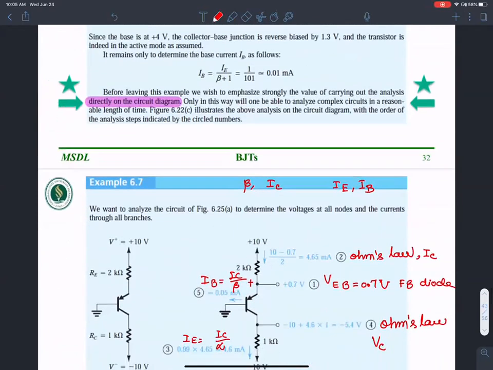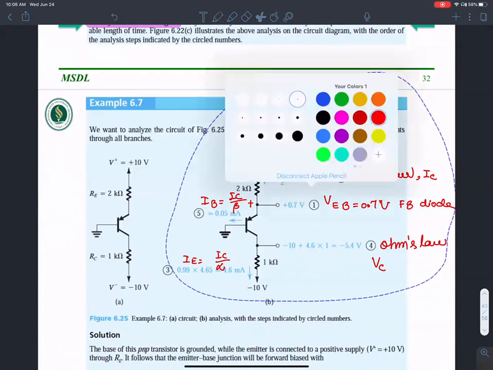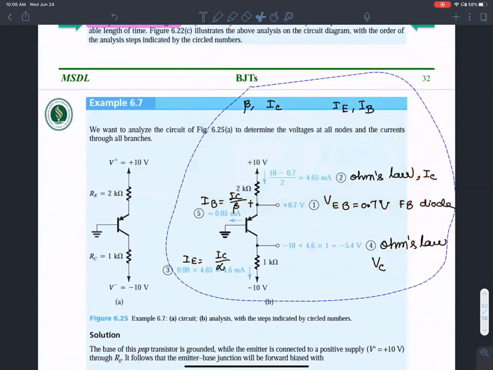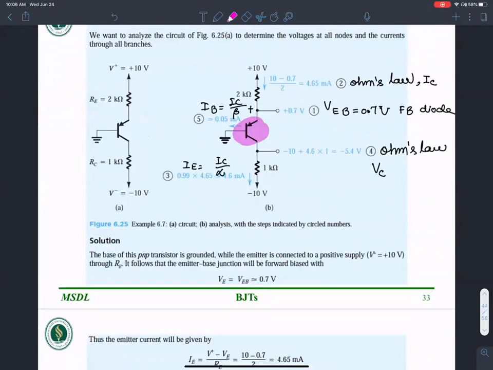The important point for us to consider is that we should get enough practice with these problems that we are able to do all of the analysis on the figure itself without having to replace the BJT with its equivalent large signal model. We don't want to have to do that.